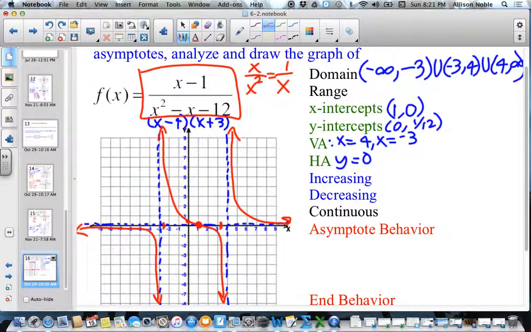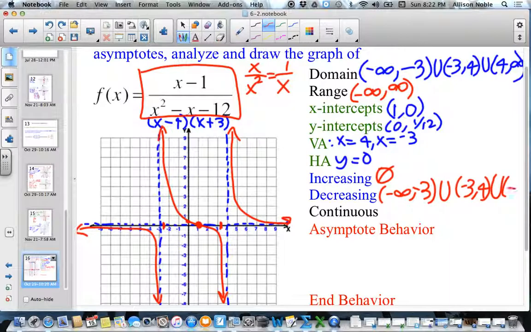So if we're looking at a range now, our range is from negative infinity to positive infinity, there's not a value that there's not at least one x for. So our range is from negative infinity to positive infinity. Feel free to graph this on your calculator to check. This graph is increasing never, and it is decreasing on all those intervals: negative infinity to negative 3, negative 3 to 4, and from 4 to infinity.